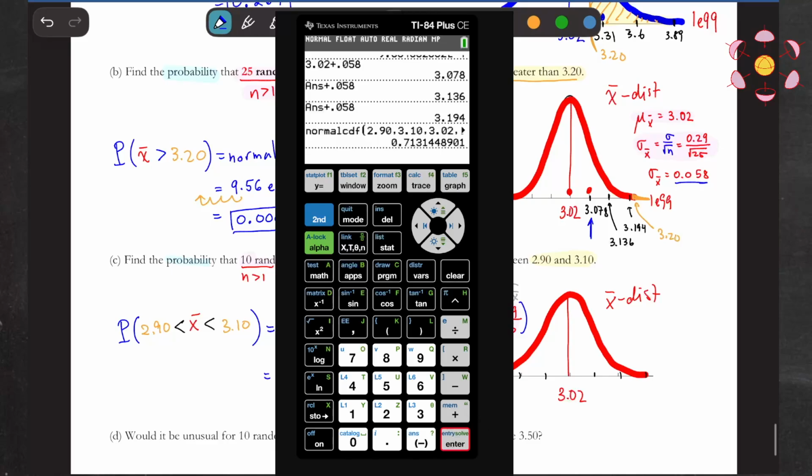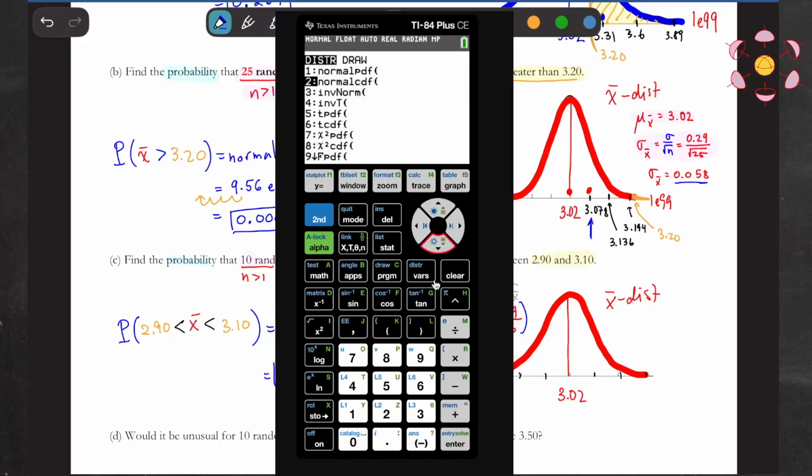Actually, let me write that down real quick, and then let me just show you one more time how we get this. Let me go a little slower. So let's do second vars, normal CDF. Okay, so this part's okay. 2.90, 3.10. Type in the mean. Let me clear this one. Let's do this, the standard deviation from scratch.